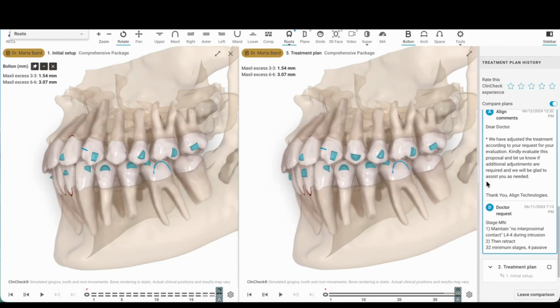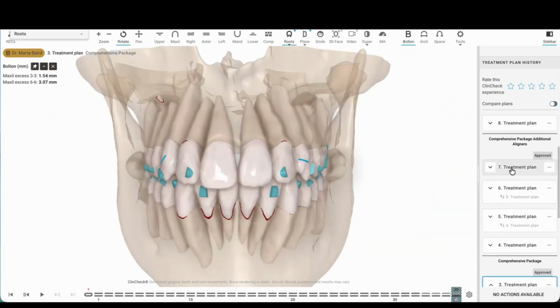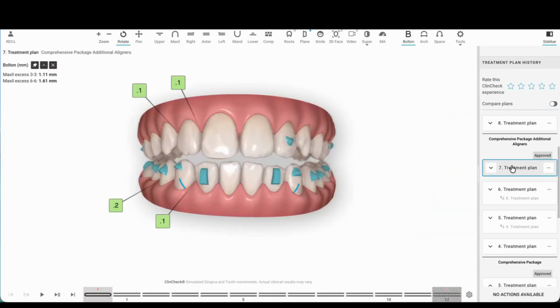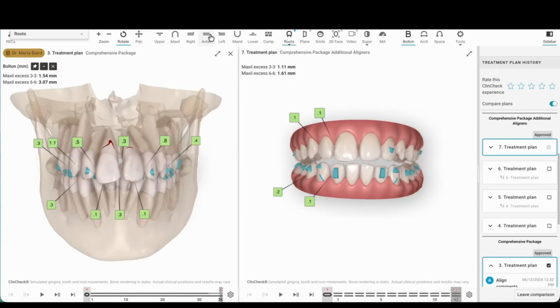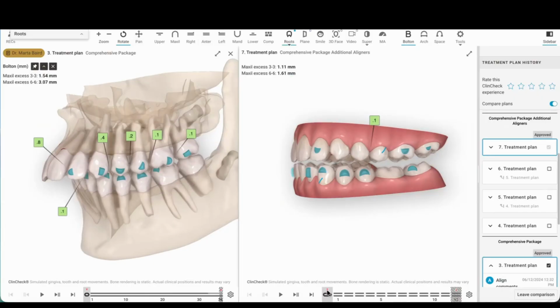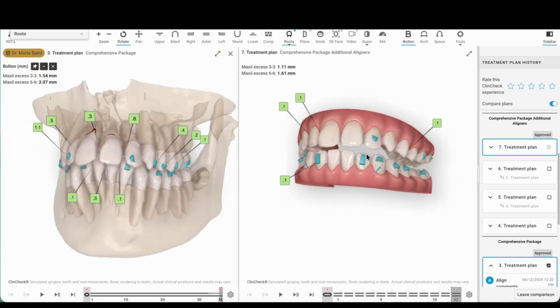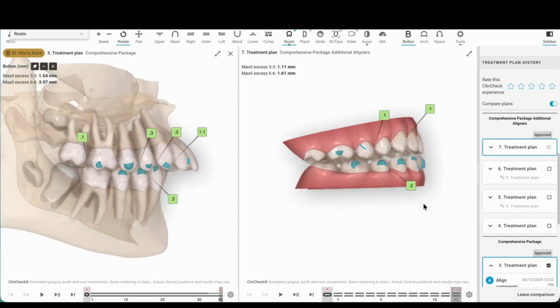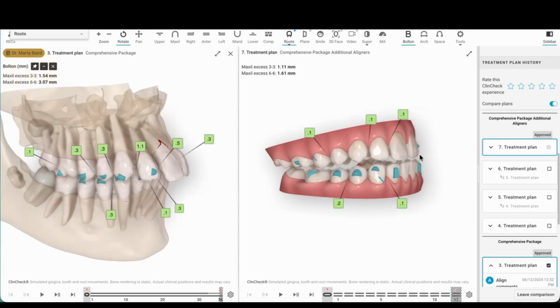Now let's take a look at what actually came back when that patient came in for an additional aligner scan. So we're going to look at treatment plan number 7, and we're going to put it up against what we had approved. And let's really take a look at that. So the patient was in this kind of open position where she had interferences on the incisors. She wasn't able to close down. She was in this kind of odd overtreated place.